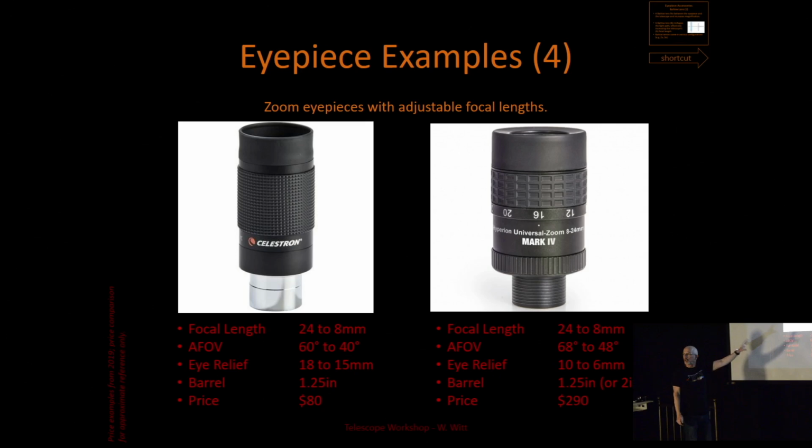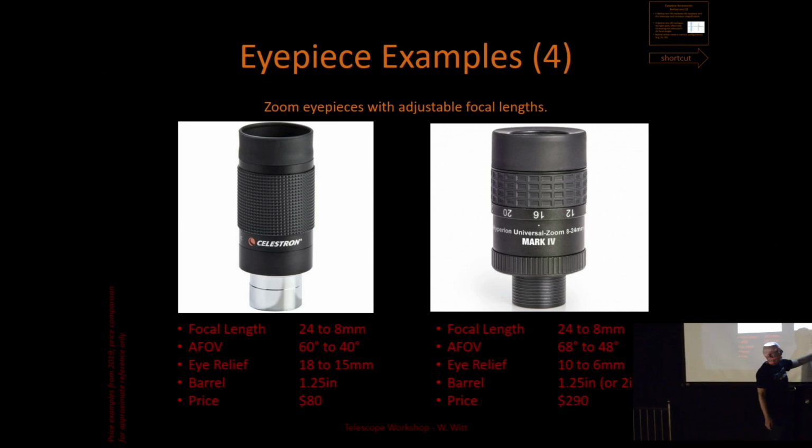There are things called zoom lenses, or zoom eyepieces, excuse me, right? So, for the indecisive, or if you want something that's super easy to carry, right? You don't want lots of loose pieces. You just want to take one thing because you're space constrained. You could buy one of these things, and it has adjustable focal length from 8 to 24 millimeters. Price difference is $290 to $80.